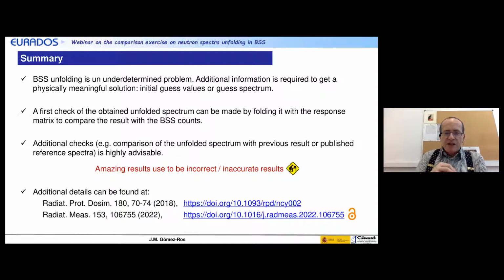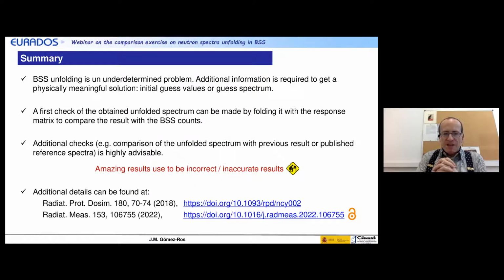And finally, there is one piece of advice that I remember from a colleague who is now retired. Gianfranco Gualdrini used to say, some years ago, that an amazing result used to be an incorrect or inaccurate result. This applies not only to unfolding, but also to simulation, and to many problems or experiments. When you find something very strange, perhaps you have discovered something amazing, but in most cases it means that something was not done in the correct way.